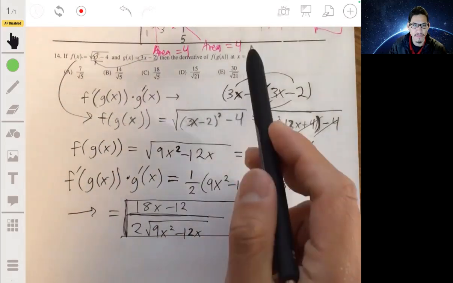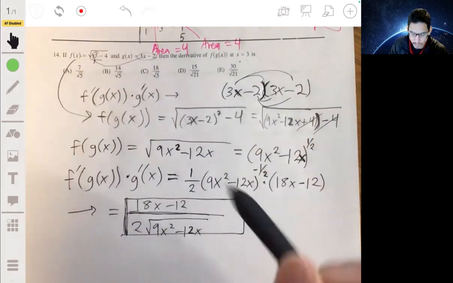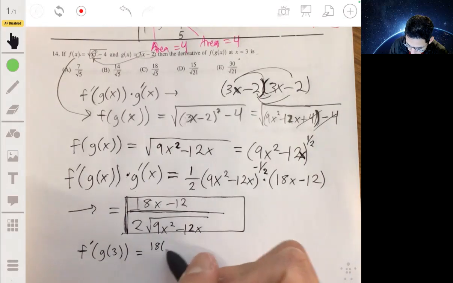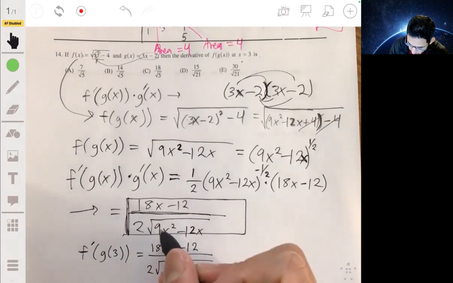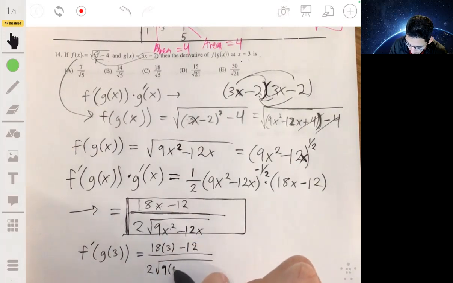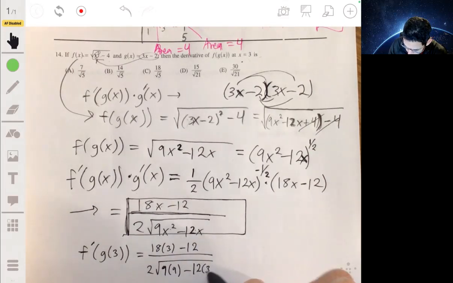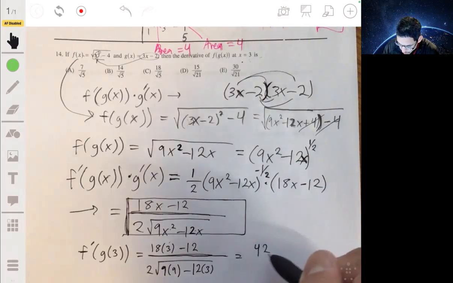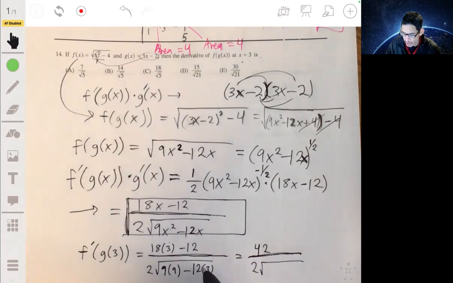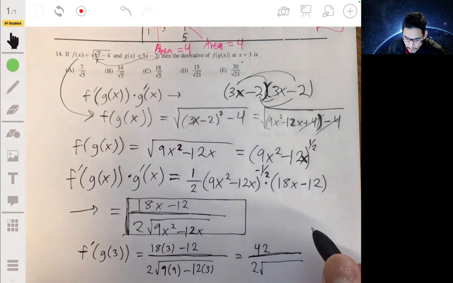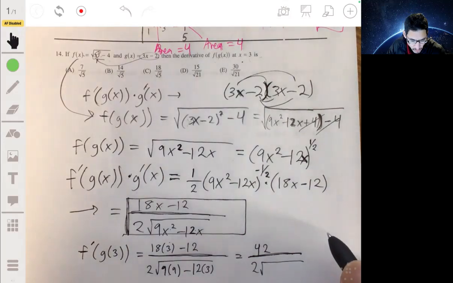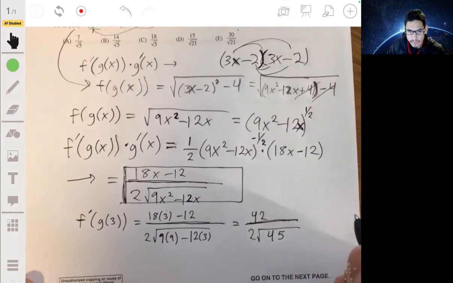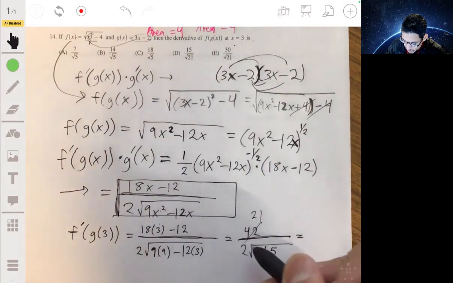But now all we are going to do is find what the derivative is when you plug in 3. So f prime of g of 3 will be equal to 18 times 3 minus 12 over 2 times the square root of 9 times 3 squared, that is, 9 times 9 minus 12 times 3. 18 times 3 is 54, minus 12, so 42, over 2 times the square root of 81 minus 36. 81 minus 36 will be 45. That'll be 21 over the square root of 45.